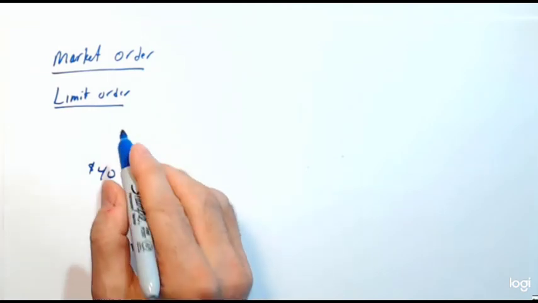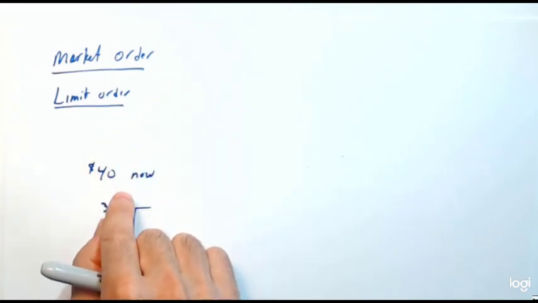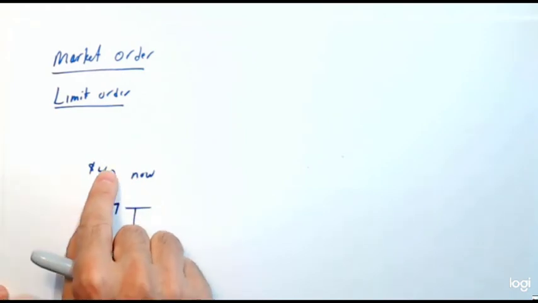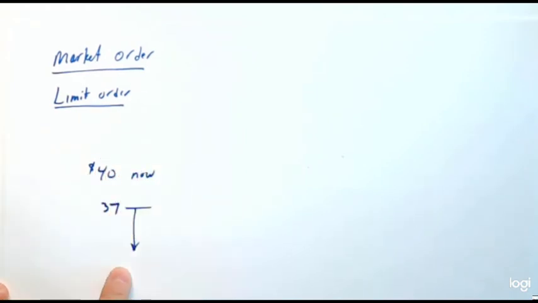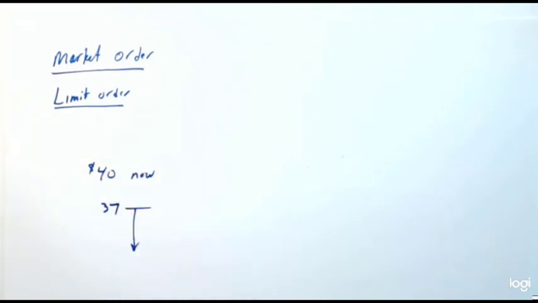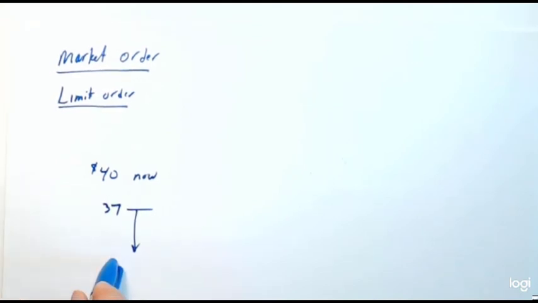So with a limit order, you have execution uncertainty because you don't know whether the order will ever be executed. The stock could go up, and you're never going to buy it for 37 or less if the stock goes up. So you get execution uncertainty, but you know that you're going to get it at a certain price or better. So you get some price certainty there. It's this price or better if the order actually happens.